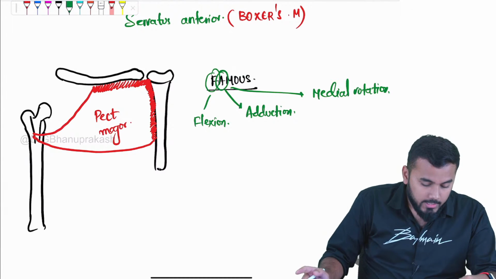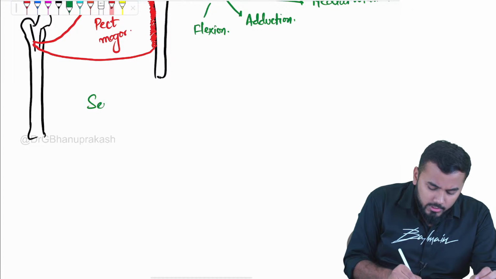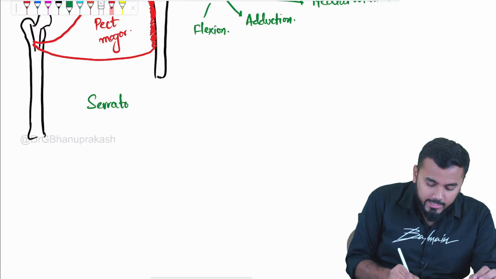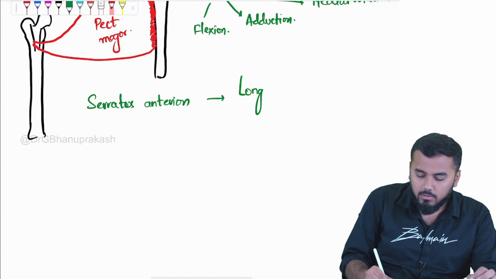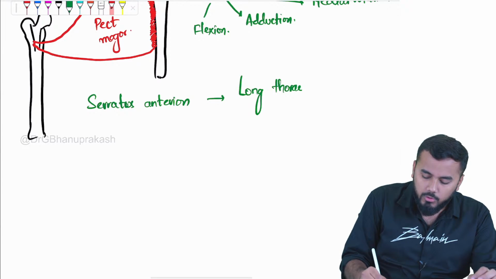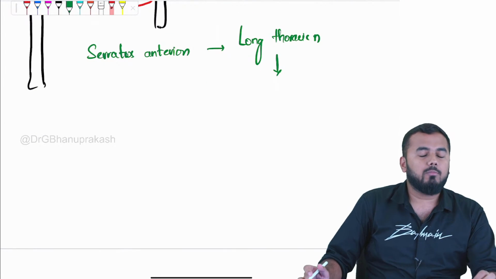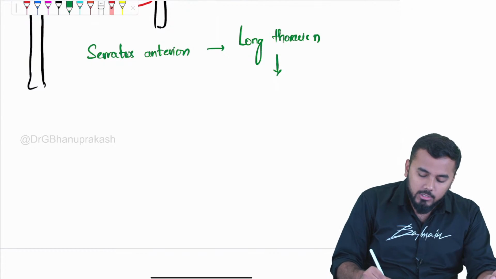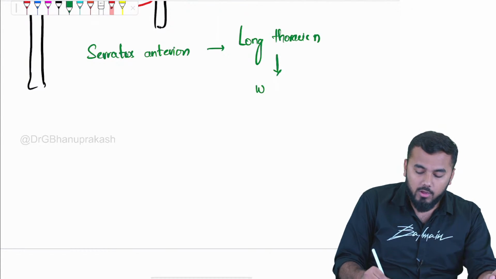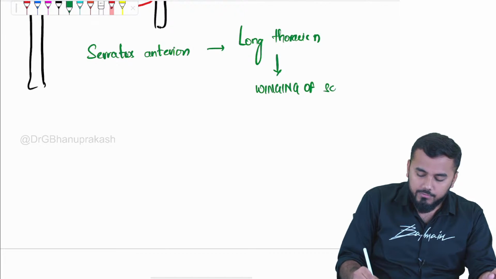Right. Next important thing is serratus anterior. Serratus anterior is supplied by long thoracic nerve. If long thoracic nerve is damaged, then serratus anterior muscle won't work, and what will happen? The scapula will droop downward, right? So this is called drooping of scapula or winging of scapula.